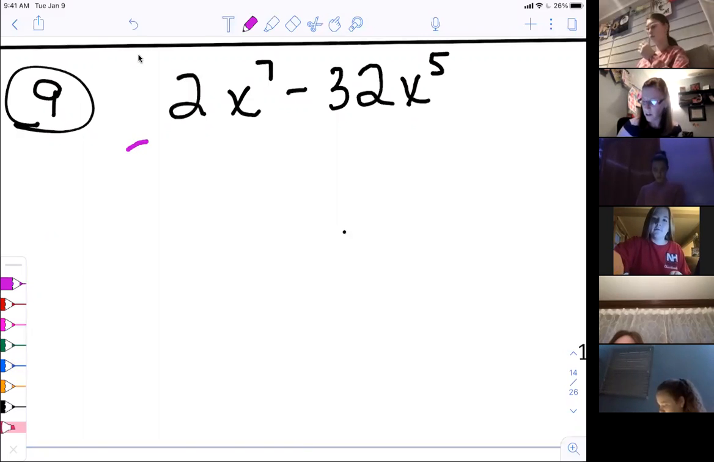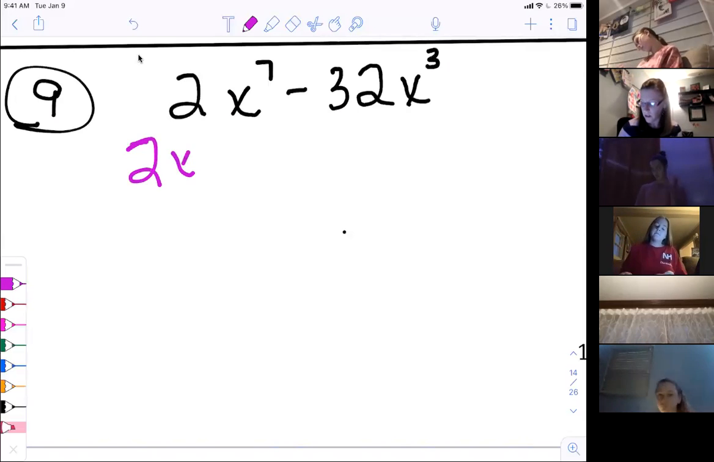Yeah. Is this a 3 back here? I might have wrote it wrong. Yeah, it's a 3. There we go. Okay. So she said GCF, they're both divisible by 2, and then they both have x cubed.